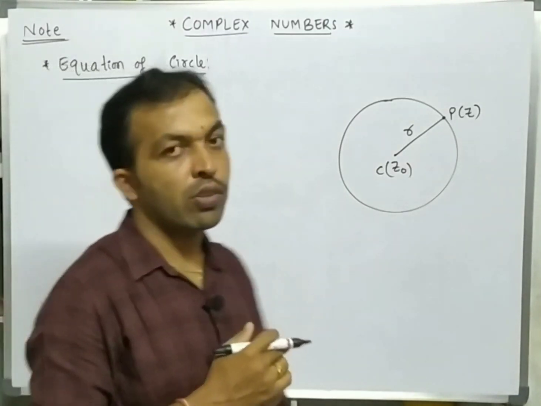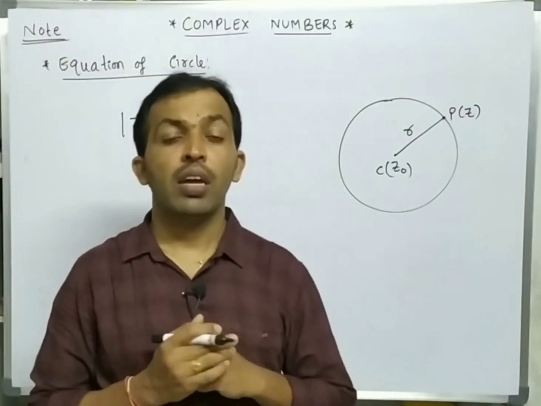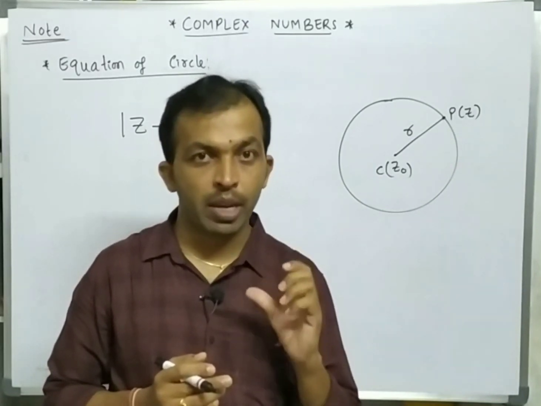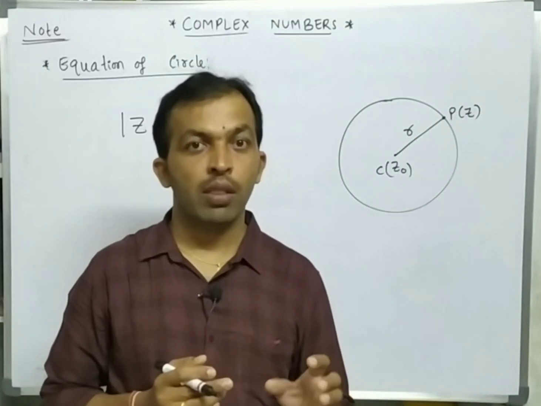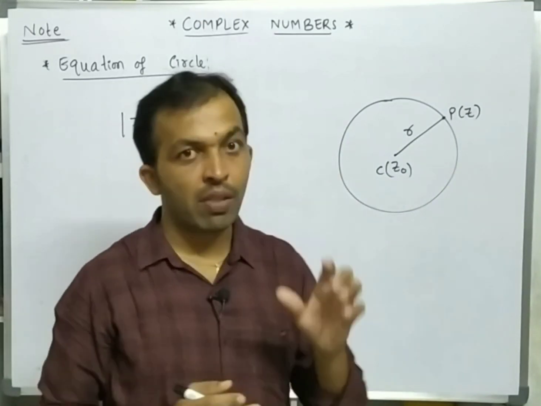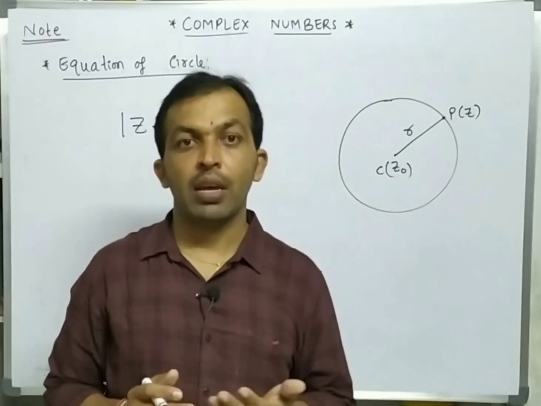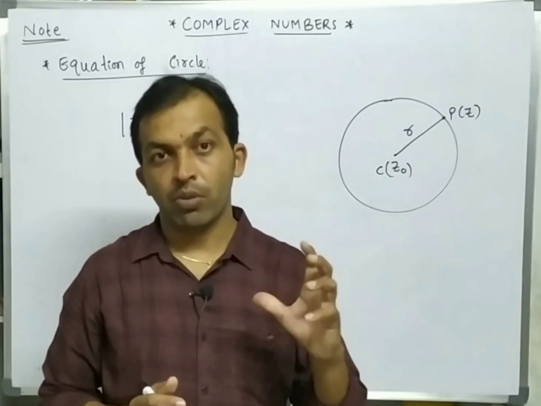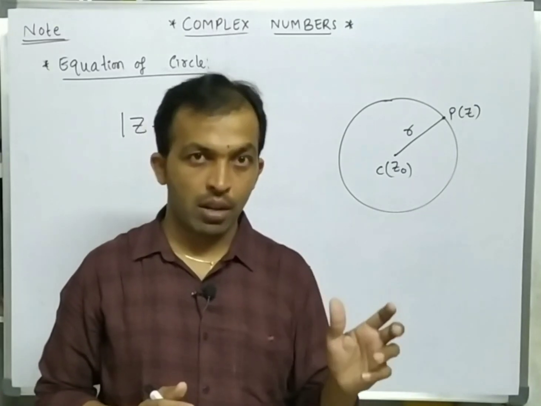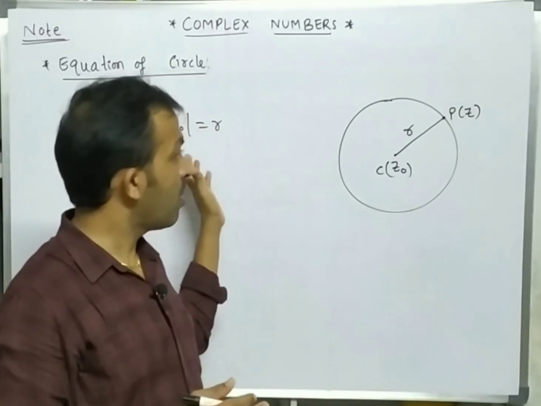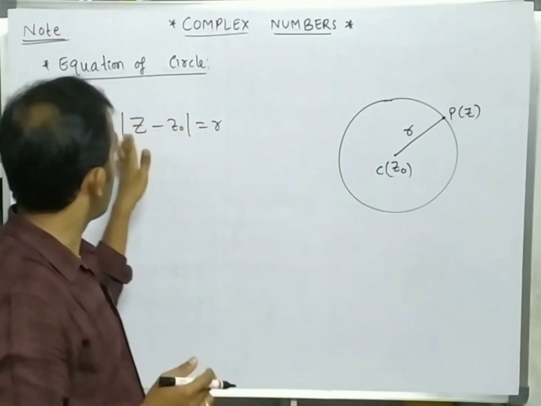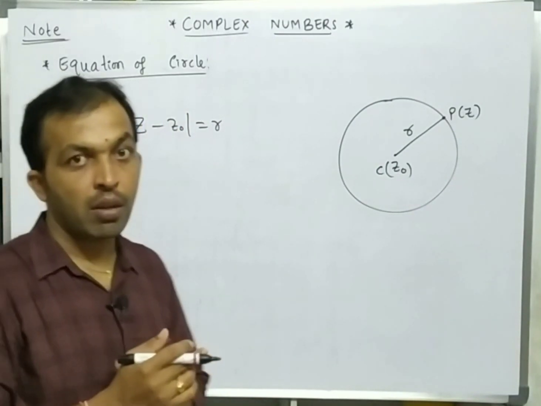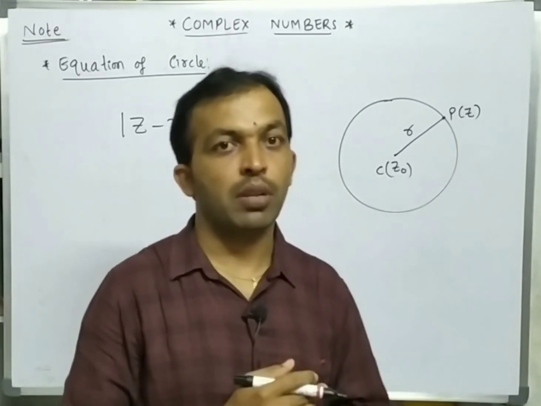Next, equation of circle. In the previous exercise 1C we solved many problems on locus. By using those relations we got the equation of the circle, the equation of the line, and so on. So by observing those, or by generalization, we will write the equation of the circle by using complex numbers.